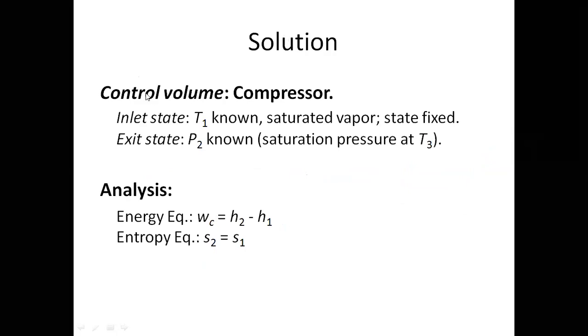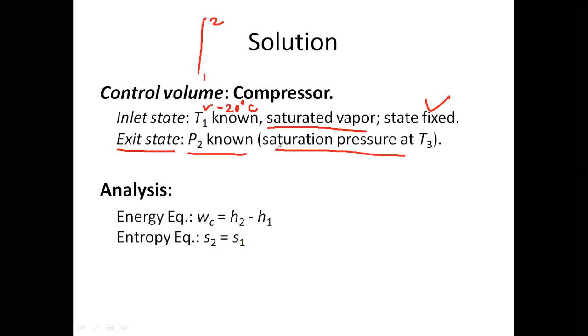Now first, the control volume is the compressor. The inlet condition is known: T1 is known, minus 20 degrees centigrade, and it is saturated vapor. So the state is fixed or known. The exit state is the end of the isentropic compression. P2 is known, that is the saturation pressure at T3.